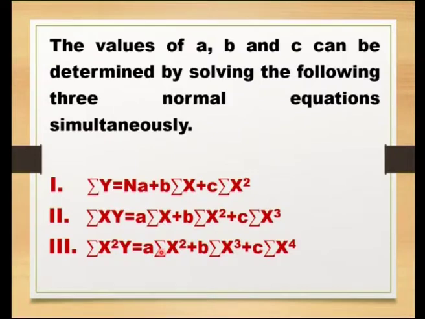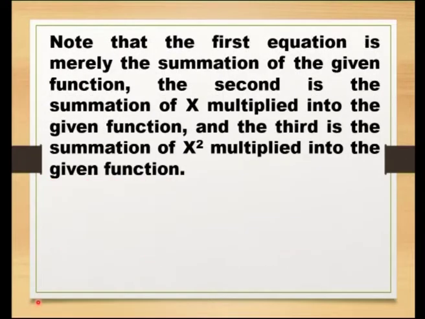So, summation y is equal to n a plus b into summation x plus c into summation x square. Then summation x y is equal to a into summation x plus b into summation x square plus c into summation x cube. Then summation x square y is equal to a into summation x square plus b into summation x cube plus c into summation x power 4. We have to solve these 3 normal equations and find the values of a, b and c. Note that, as discussed, the things have been given here as text.